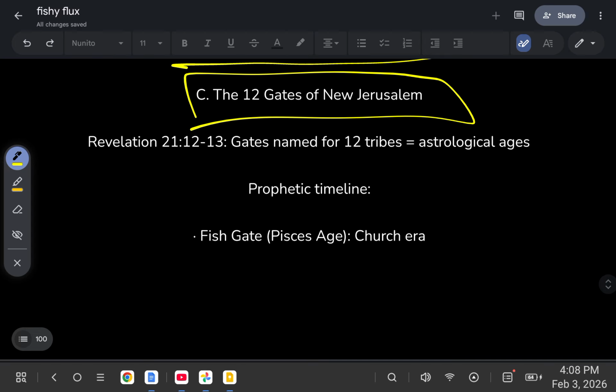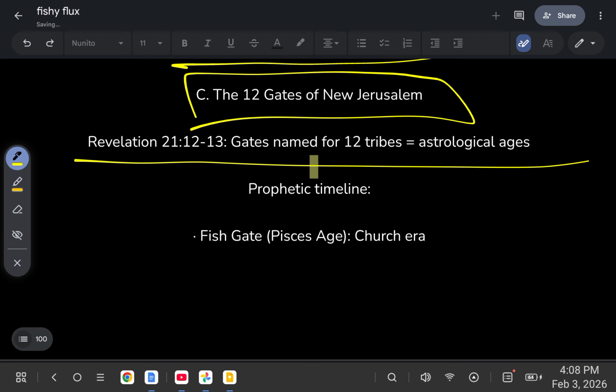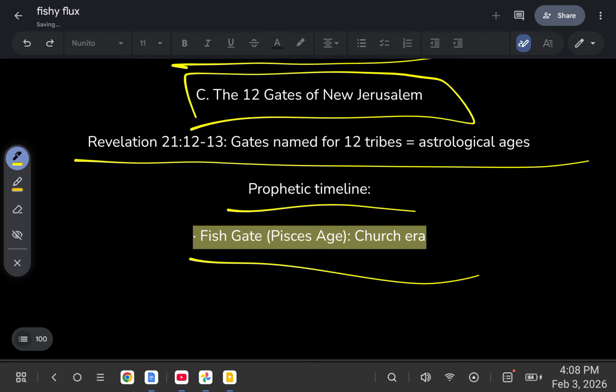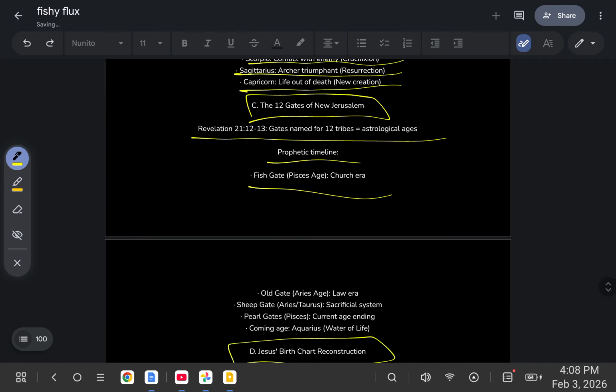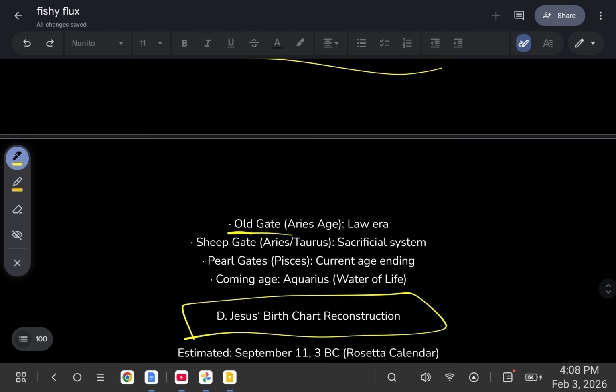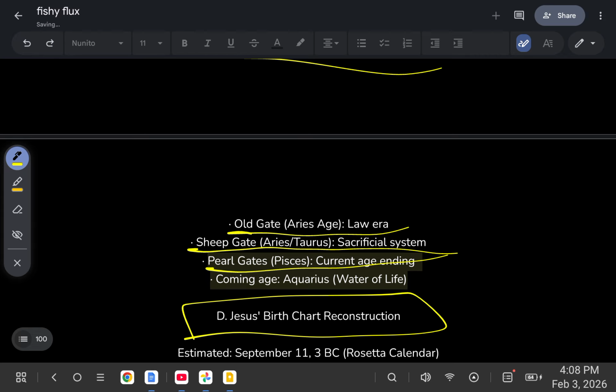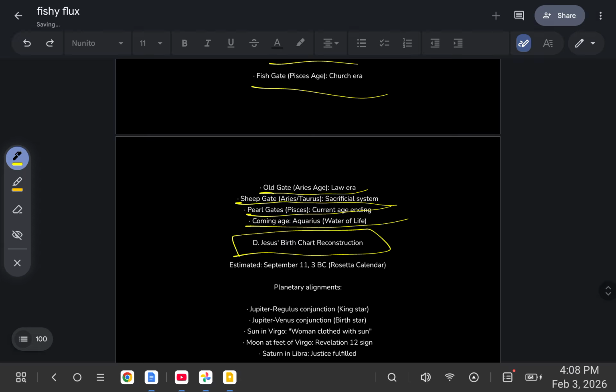Let's talk about the 12 gates of New Jerusalem. Revelation 21:12 through 13, gates named for 12 tribes equals astrological ages. Here's a prophetic timeline. The fish gate, Pisces age, church era. The old gate is Aries age, law era. Sheep gate, Aries Taurus, sacrificial system. Pearl gates, Pisces, current age ending. And coming age, Aquarius, water of life.